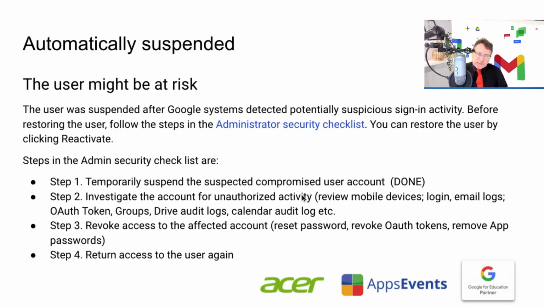If the user's at risk, so the account has potentially been compromised, then in order to get that account back, admins can reinstate that account, but you need to go through the security checklist before you do so. So the brief version of the security checklist is here. The account is suspended. Investigate the account using the logs. Revoke any access to the affected account. So take back, reset the password, revoke the OAuth tokens, remove any app passwords you might have, and then return the account to the user thereafter.